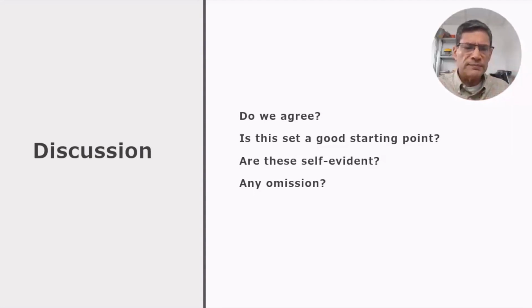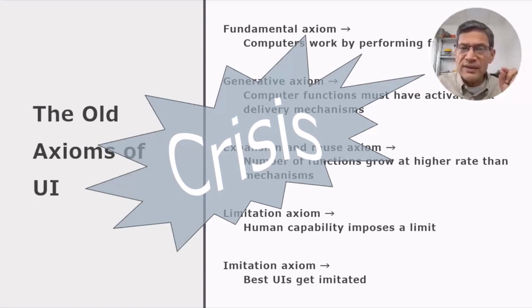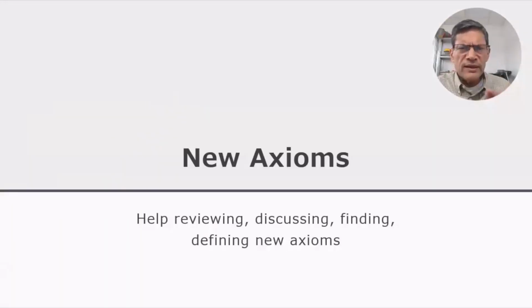This list is incomplete. These axioms are in crisis. What this means is that they are insufficient. They are inadequate for covering new trends, new technologies, new applications, cross-device applications, social computing, distributed computing. These are some examples of the crisis. We need new axioms. I have a proposal. I will propose 5 new axioms of user interfaces, and I want your help in order to review them, to discuss them, to help me find the right set of new axioms of user interfaces.